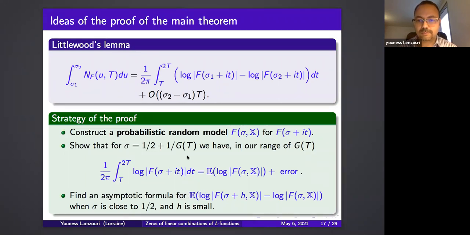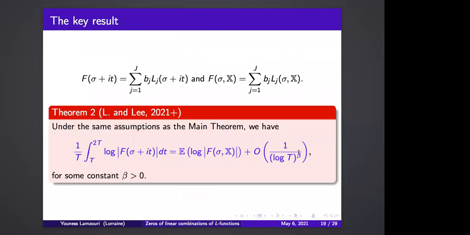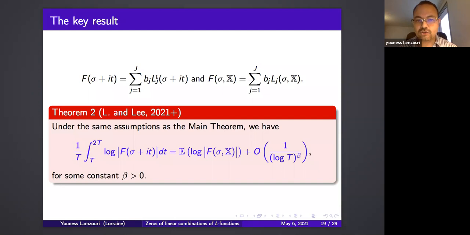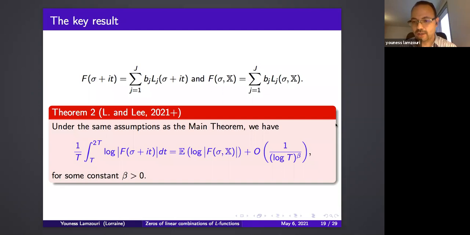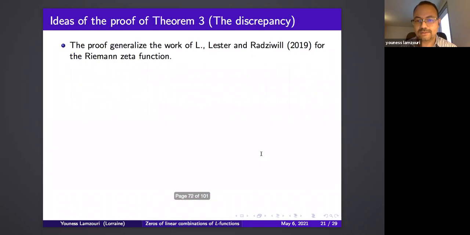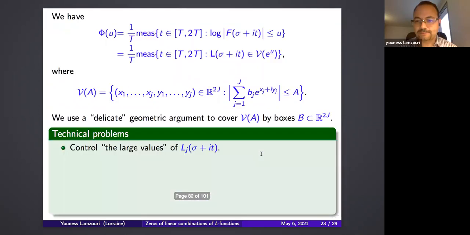Maybe go to the previous page. This beta, yes, it depends on j and it depends on the k_j. Thank you. But it's very, very small. We don't care a lot. It comes from this geometric covering argument, where we have this proof here.